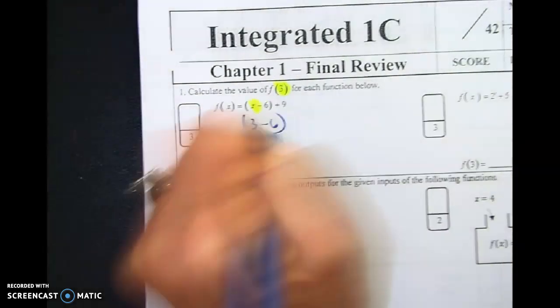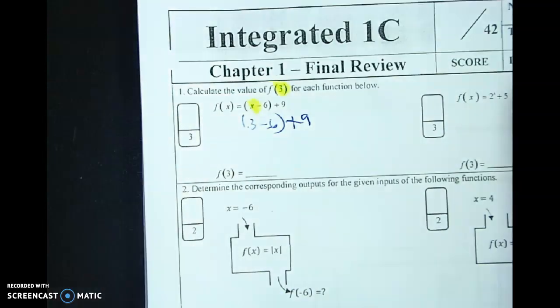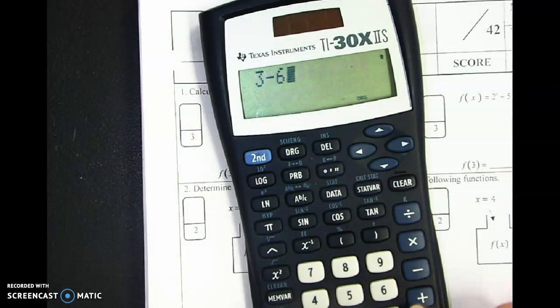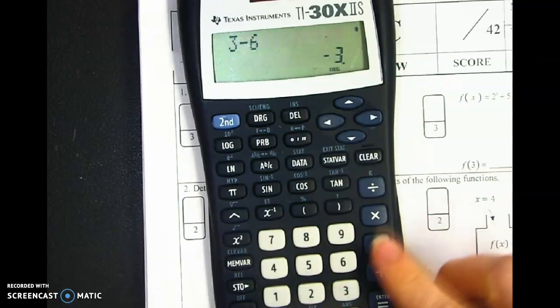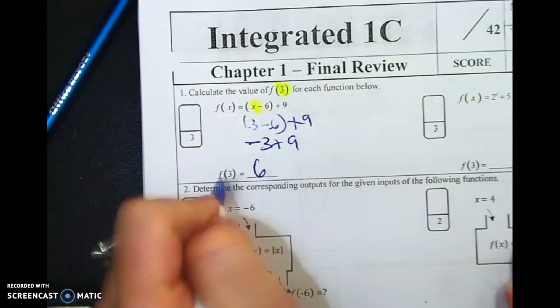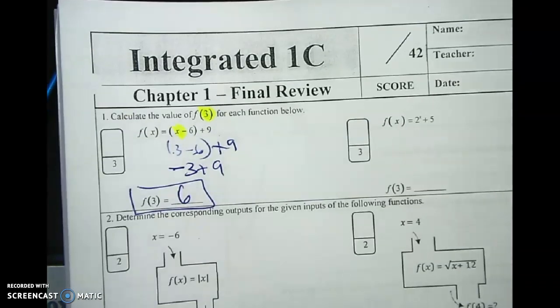So 3 minus 6 plus 9. 3 minus 6, if you don't know what that is, use your calculator. 3 minus 6, boom. Make sure you press the minus button. Negative 3 plus 9, 6. There's your answer. Do the same thing for the next one.